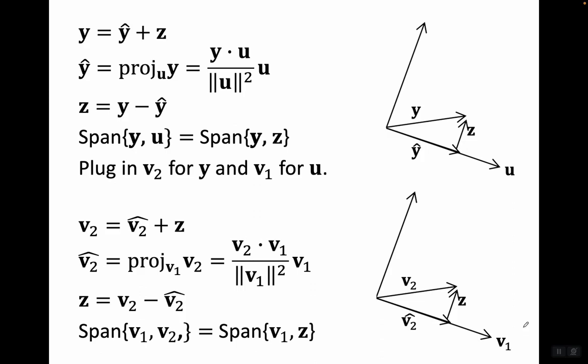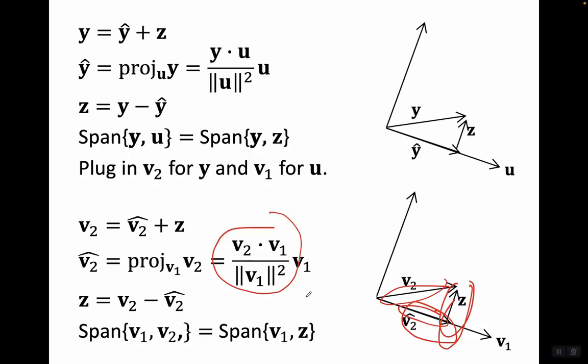Okay, so here's what we had on the previous slide. Let's plug in V2 for y and V1 for u. So we're going to apply the previous principle. We have V2 is V2 hat plus z, where V2 hat is the projection of V2 onto V1. Here's the formula for that. And z would then be V2 minus V2 hat, so that the span of V1 and V2 is going to be the same as the span of V1 and z.